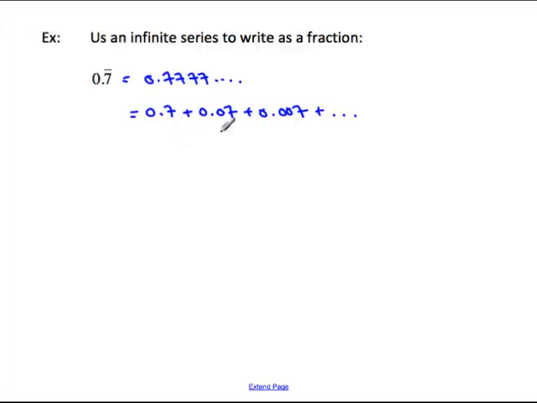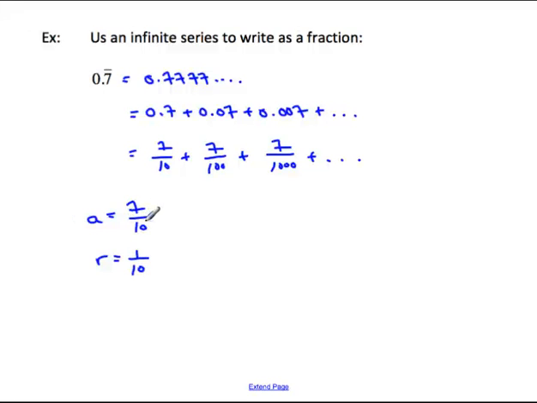Now we can express each of these as a fraction. The first one is 7/10. The second one is 7/100. The third one is 7/1000. And this is, again, going to go on forever. And now we have a series, an infinite geometric series of fractions. The first term here is 7/10. And if you look to get the next successive term each time, we're multiplying by a common ratio of 1/10.